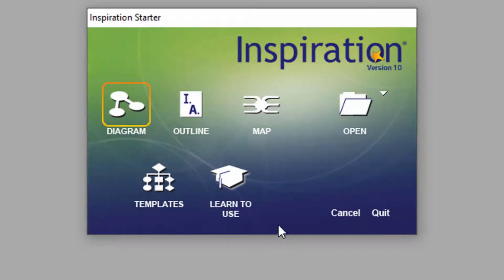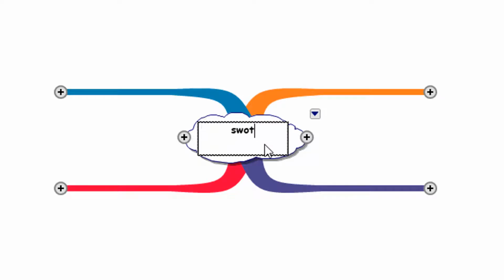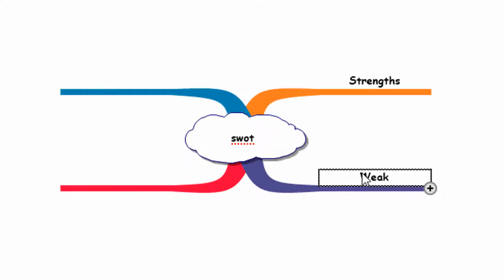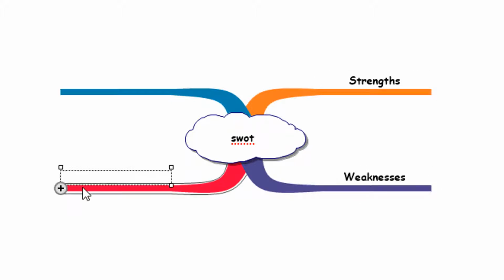When we open up Inspiration, we can select the Map option and see that we have 4 main branches created for us immediately. By clicking on each branch and typing, we can add our 4 SWOT headings into the mind map, providing the start point for our strategic thinking.